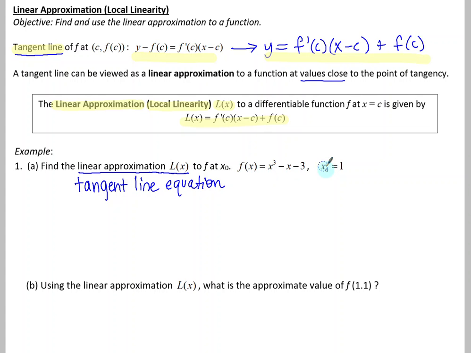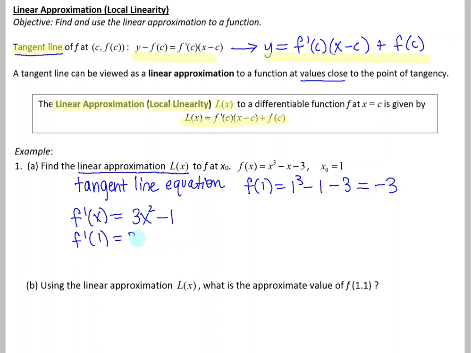We can plug that x-coordinate into our function to get the y-coordinate. So f of 1 is 1 cubed minus 1 minus 3, which equals negative 3. Now we have a point, 1, negative 3. Next, we need our slope, and the slope is the derivative. f prime of x equals 3x squared minus 1 minus 0. We want the derivative specifically at our x value, so f prime of 1 is 3 times 1 squared minus 1, which gives us the value 2.